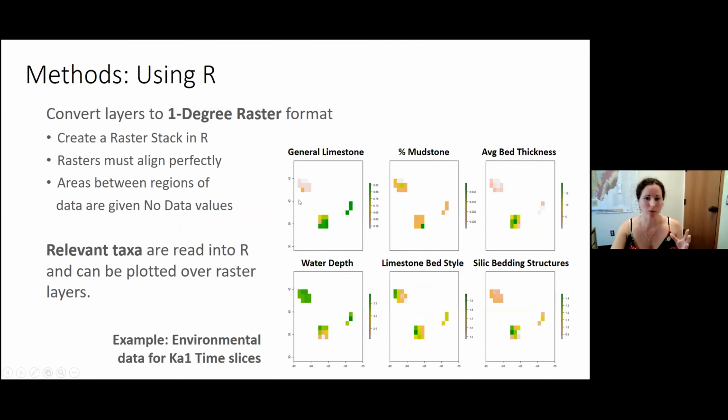Either way, once I created my environmental layers, I then converted them to a 1 degree raster grid format in ArcGIS Pro, and then brought them into R, where I was able to stack them. Stacking required that they all line up exactly, and areas outside of my study regions are given a no data value so that they won't be influencing my models. I was then able to bring in my preferred genera and combine them with these environmental layers in each time slice in order to create a niche model using the Maxent algorithm.